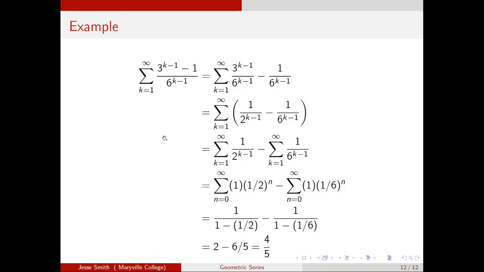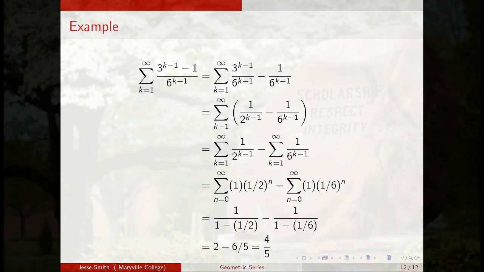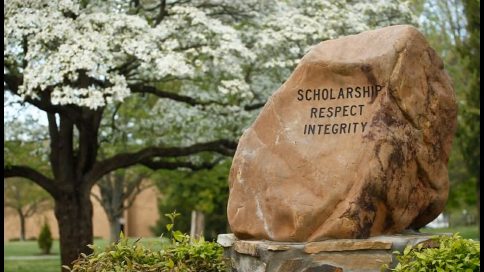I can then plug those a's and those r's into the formula for the sum of the geometric series, work them out. I get 2 minus 6/5, simplify. I get that this series does converge, and it converges to 4/5. So I hope this gives you a good idea of geometric series, when a geometric series converges, why a geometric series converges when the absolute value of r is less than 1, and how to use that formula when it converges.